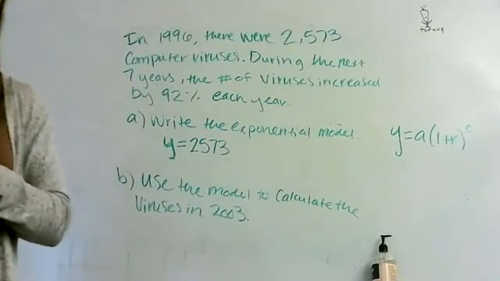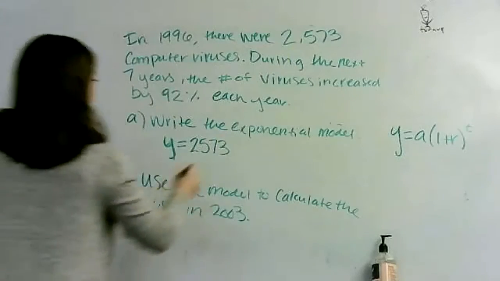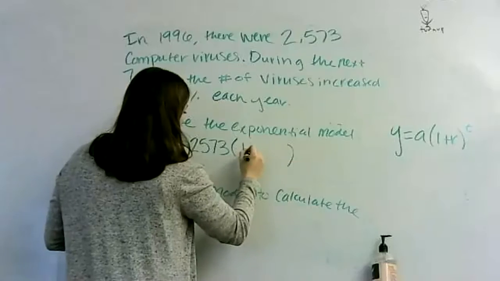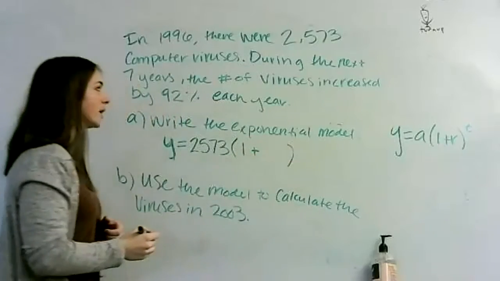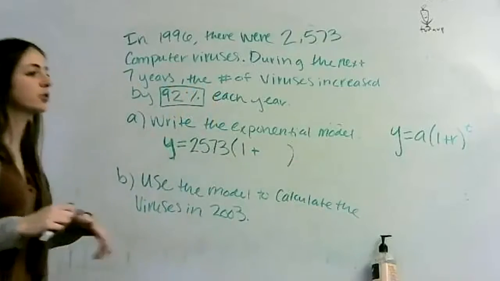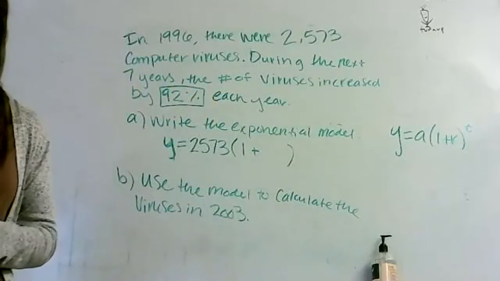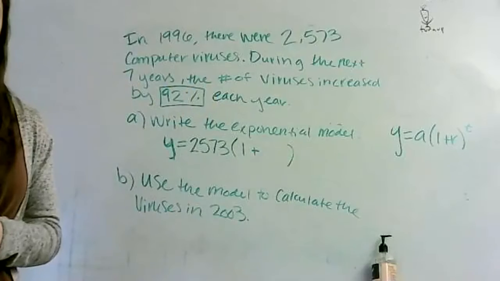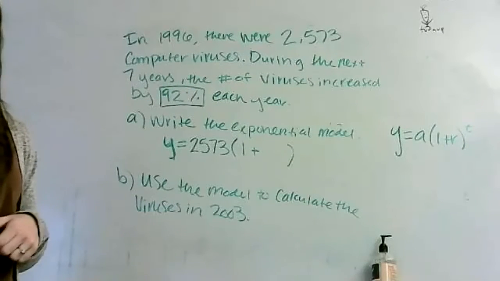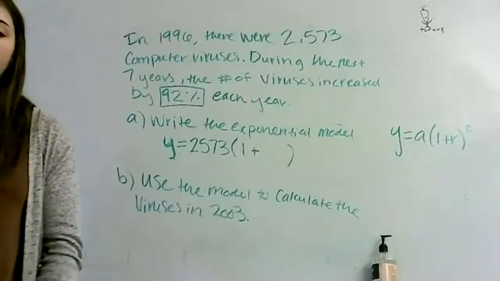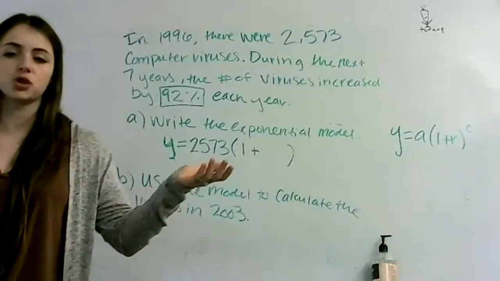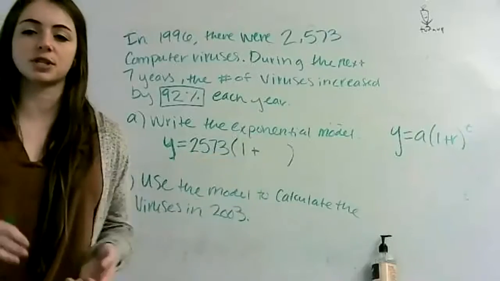Okay, 2,573. Then we need to input our rate. So 1 plus our rate. Our rate is 92%. I want to ask you this question though. Do we ever use percentages when we're trying to put something into a calculator? If you're trying to figure out sales tax, would you say, oh, I need to multiply my dollar double cheeseburger by 6%?